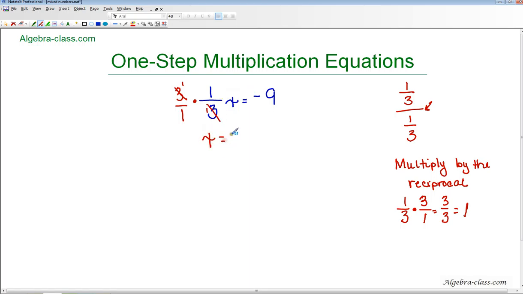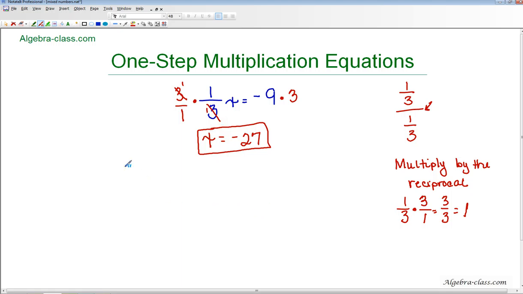So x equals, now I've got to remember that whatever I do to one side, I have to do to the other side. So since I multiplied by 3/1 here, I need to do the same. Now 3/1 is a fraction, but I'm not multiplying by a fraction, so I don't even need this because 3/1 is just 3. So I'm going to leave it as just -9 times 3, which is -27. So my final answer is x equals -27.